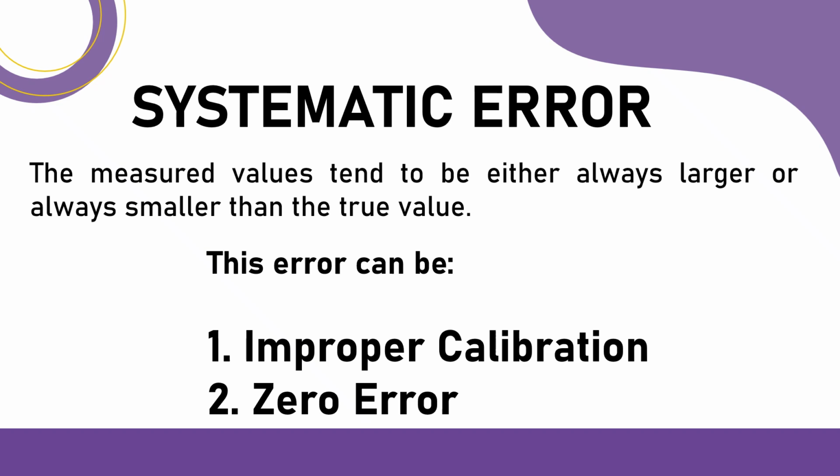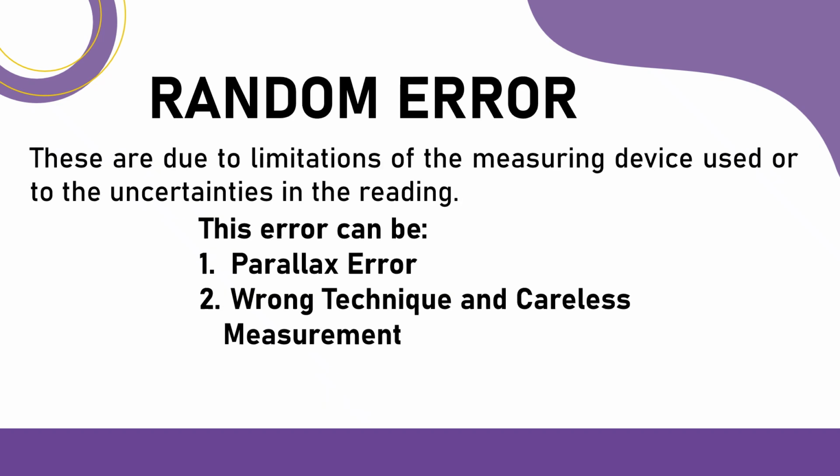Improper calibration happens when a measuring device is not correctly adjusted or configured to accurately represent the true value of the quantity being measured. Another would be the zero error. In a zero error, the instrument does not read the zero when the quantity to be measured is zero. For random errors, examples are the parallax error and the wrong technique in careless measurement.